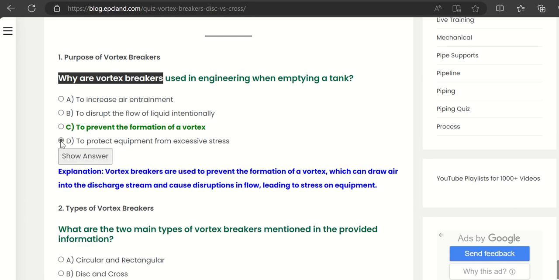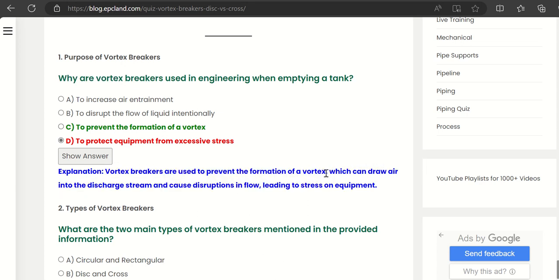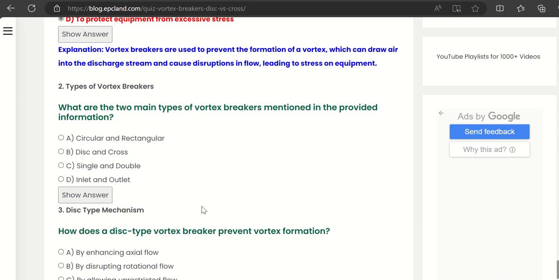If we have selected by mistake, if we select this and then click on show, it will show the wrong answer in red color and the correct one will be highlighted in green. We have an explanation also. Vortex breakers are used to prevent the formation of vortex. This is the first and topmost reason to use this item. It can also prevent any air from entering the discharge stream, which can cause disruption in the flow. We don't want any disruption leading to stress on the equipment. So it is protecting the equipment from excessive stress also, but the main purpose is to prevent the formation of vortex.